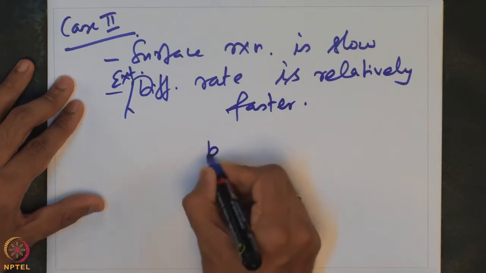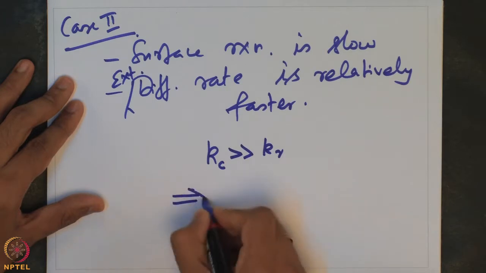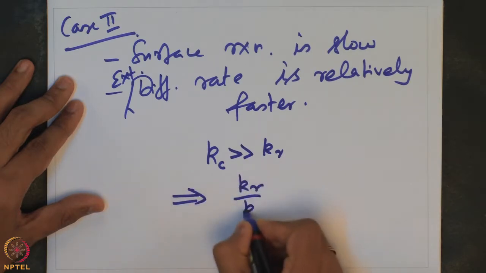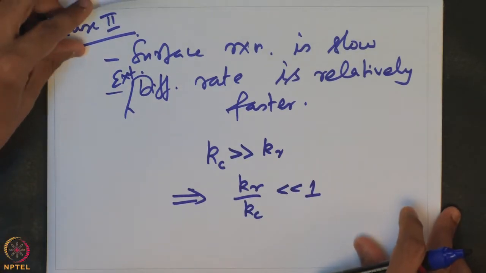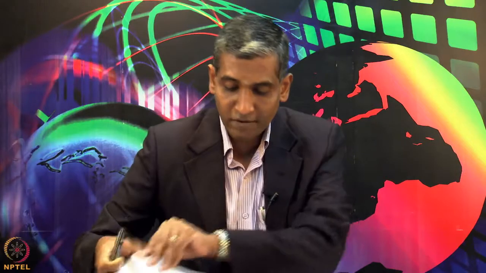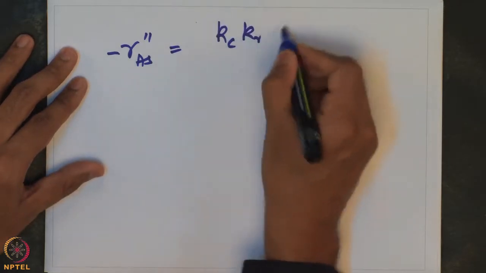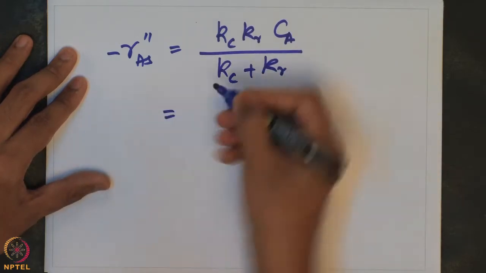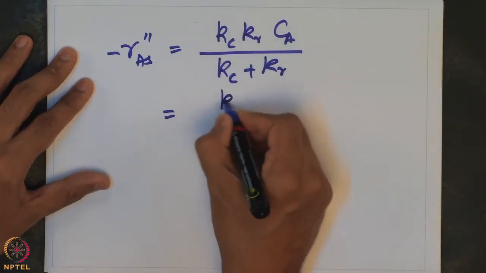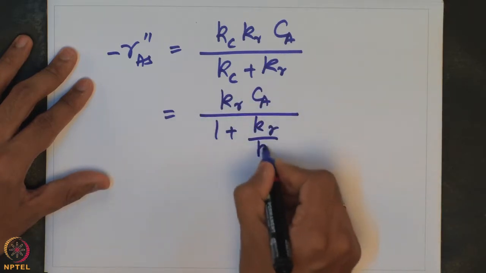So, in this case what does it mean? Kc is actually much larger than Kr, and so Kr by Kc is much smaller than 1. Once again we can plug this into the overall rate expression. The overall rate is equal to Kc Kr into Ca divided by Kc plus Kr. So, I now divide by Kc, and I will see that this is equal to Kr Ca divided by 1 plus Kr by Kc.